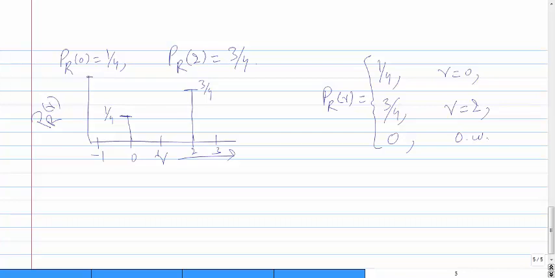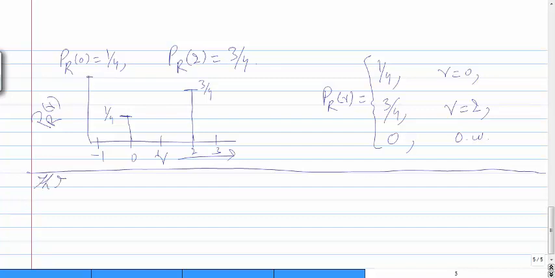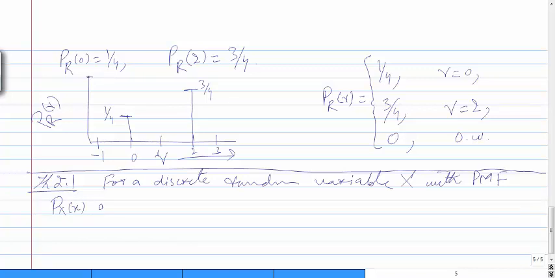Now let's do a theorem here. This is theorem 2.1. Now 2.1 says that for a discrete random variable X with PMF P_X of x, and we have the range S_X.